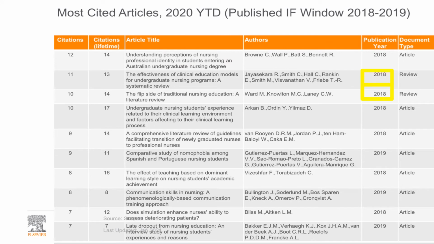And here we've got the top 10 articles from 2020 in the year to date, and you can see that the second and third most cited articles are reviews. There are only 2 of them here. However, if you look at the other articles, you can't really see a pattern in the kind of articles, but it's very clear to see that there's a pattern in the reviews.